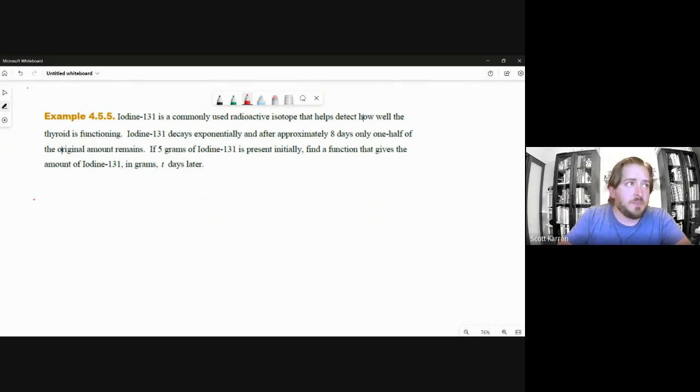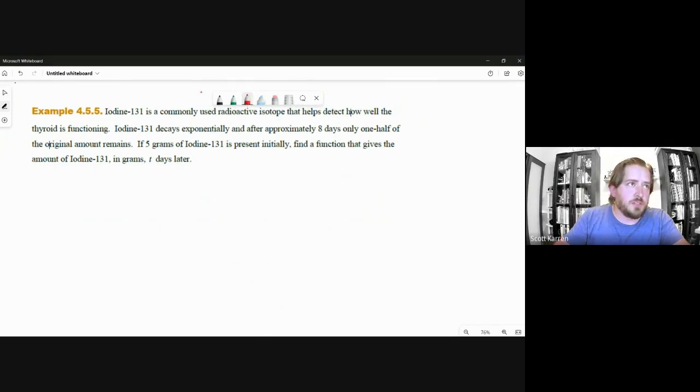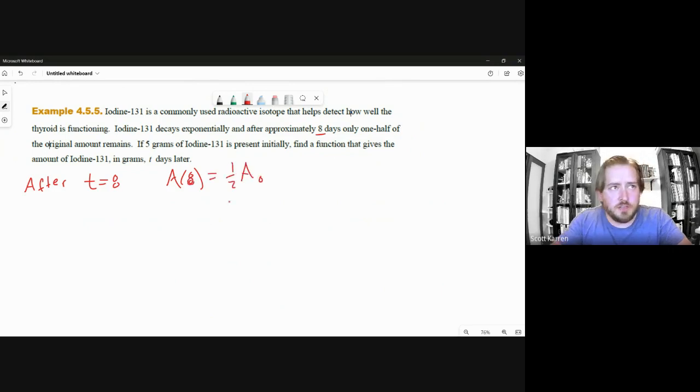grams t days later. So gathering what I know from the information given to me, 8 days, 1/2 of the original amount remains. So what does that mean? After t equals 8, the amount at 8 days is 1/2 of the amount that I initially started with. Right? And that's all I need to figure out this problem. I don't have to have an amount because it doesn't matter how much I started with. After 8 days, I have 1/2 that amount.